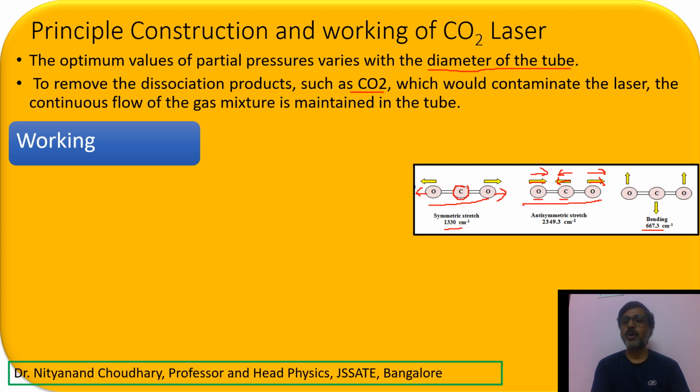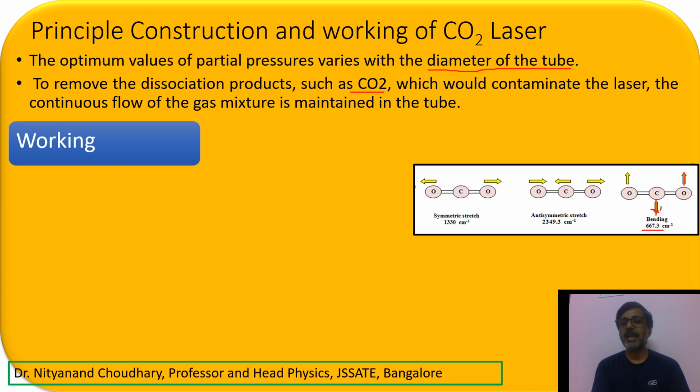And the third is your bending. In the case of bending, what is happening? The carbon is going in one direction and both the oxygens are going in the other direction. So both the oxygens are going in the other direction, as you can see over there, and because of that, the molecule is going to bend, and therefore it is called your bending vibration.